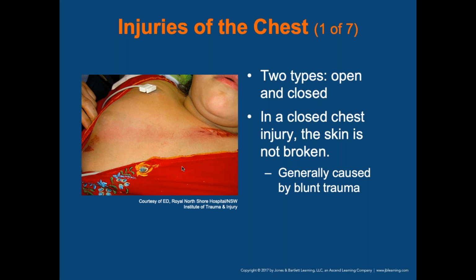So there's two types of injuries to the chest. There's open and then there's closed. A closed chest injury, the skin is not broken, generally caused by blunt trauma, as you can see here. This looks more like a seatbelt mark that comes across the chest. This would be more of a blunt trauma or a closed type injury.